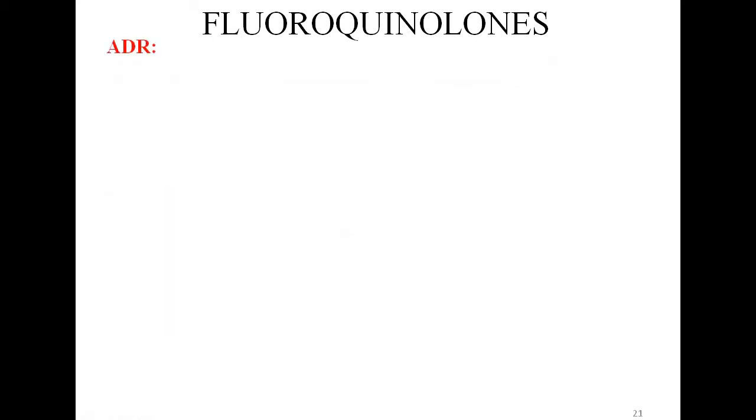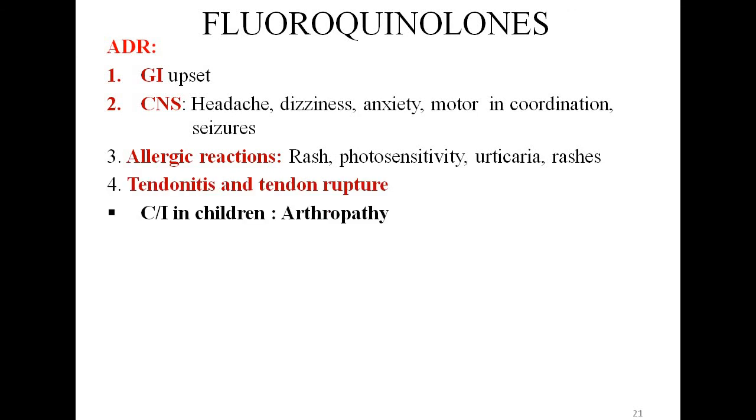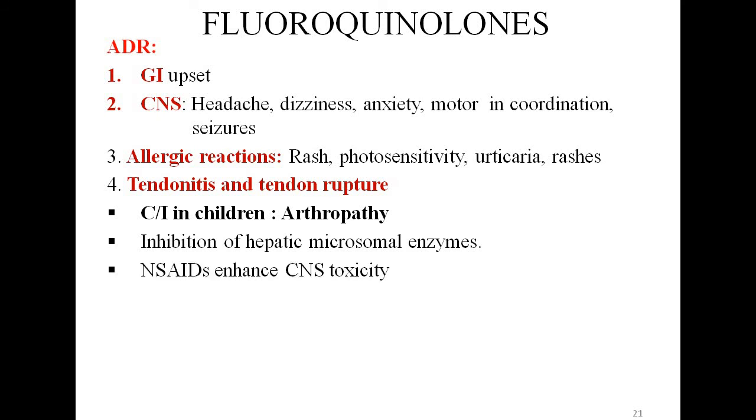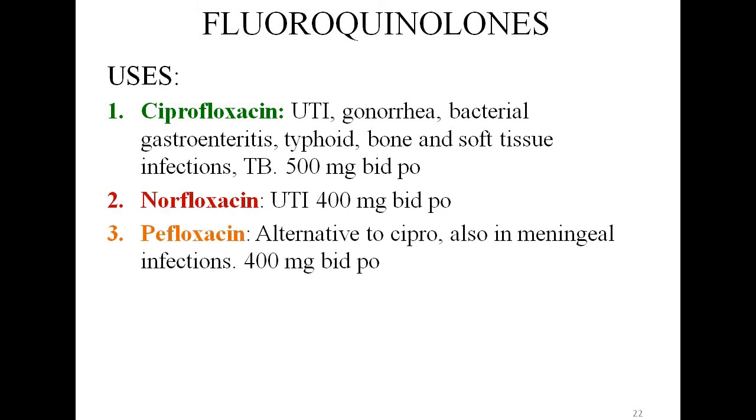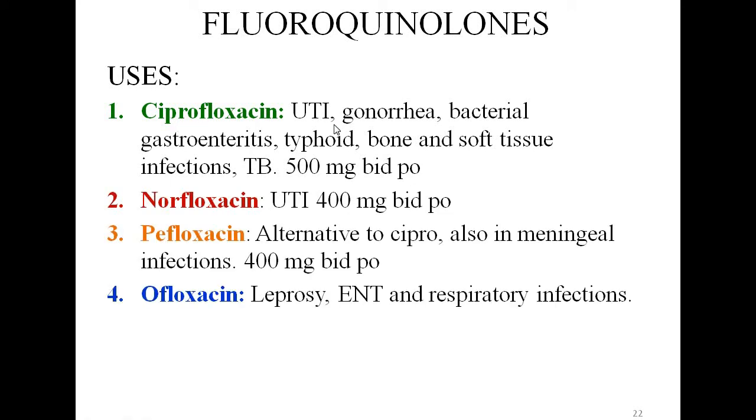Adverse effects, the things to remember are tendonitis and tendon rupture in adults, contraindicated in children because they cause cartilage damage and arthropathy, and cardiac dysrhythmias in the form of prolongation of QT interval. Coming to the uses, ciprofloxacin, almost the drug of choice for typhoid, also used in urinary tract infection, gonorrhea, gastroenteritis. Usual oral dose is 500 milligrams twice a day orally.